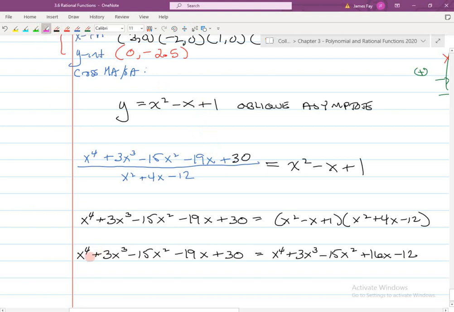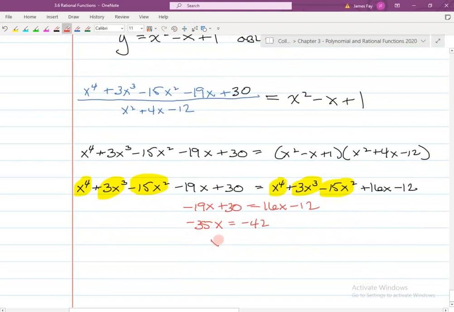What happens to this x to the fourth? Cancels. 3x cubed? Cancels. Negative 15x squared? Cancels. Now nothing else cancels, right? So we're left with negative 19x plus 30 equals 16x minus 12. Now, if I'm going to subtract 16x from both sides, I get negative 35x equals negative 42. Does x end up being 42 divided by 35? Is that 1.2?